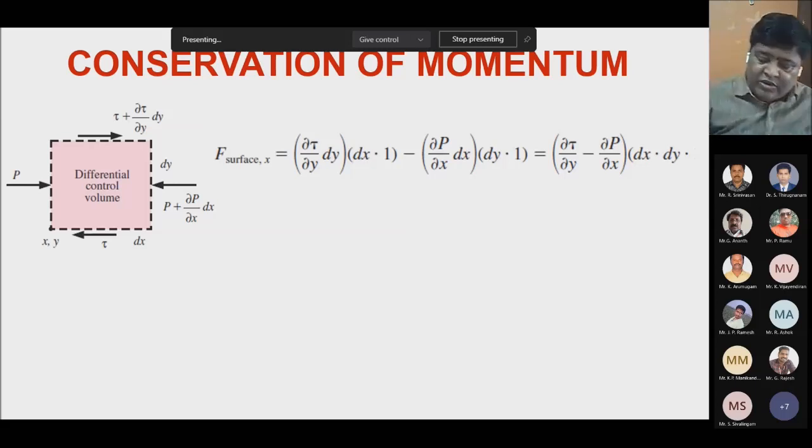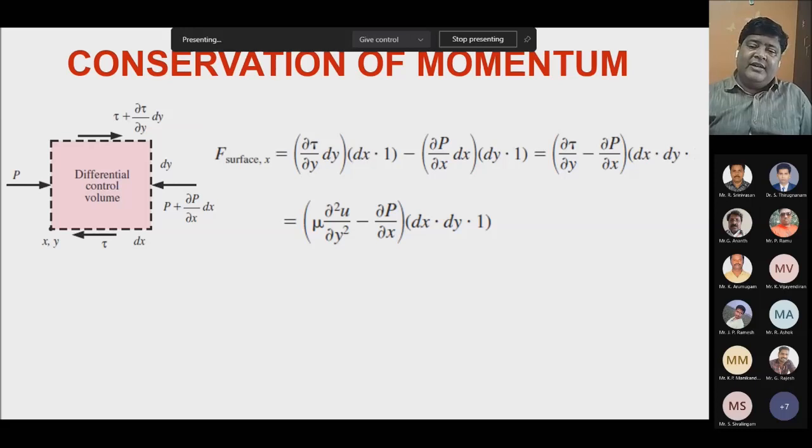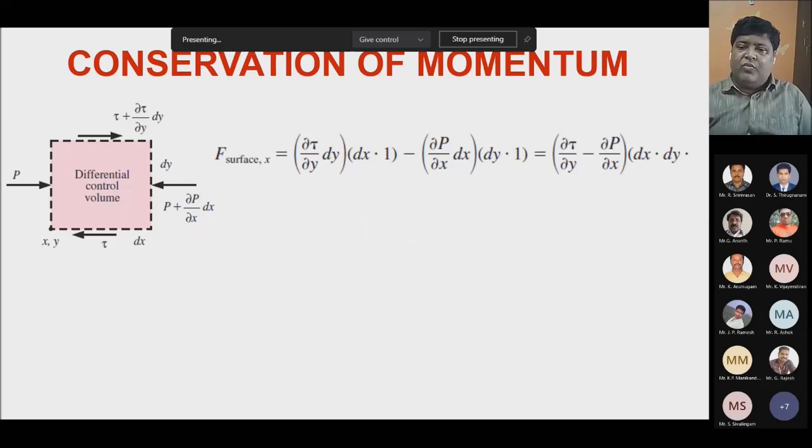Now tau also you can substitute. That we have already seen in fluid mechanics: the shear stress is directly proportional to the velocity gradient, and when you remove the proportionality, you get mu. So tau is going to be mu into ∂u/∂y. When you substitute that into the above equation, on the right hand side, ∂τ/∂y becomes mu into ∂²u/∂y², minus ∂p/∂x, into dx into dy into 1.